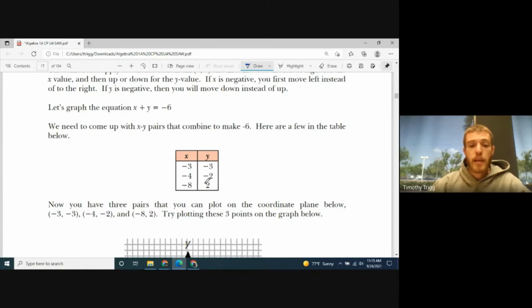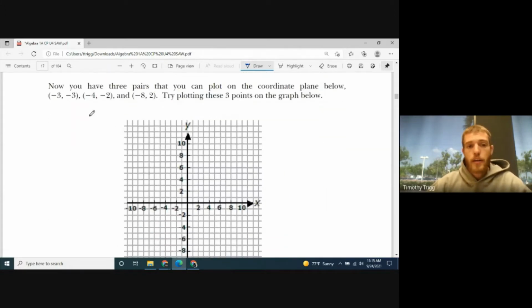And then this last point they have, -8 comma 2. So -8 plus 2, yeah, that's -6 as well. So all of these points work for this equation. All of these points are solutions to this equation. So let's go ahead and graph these points.